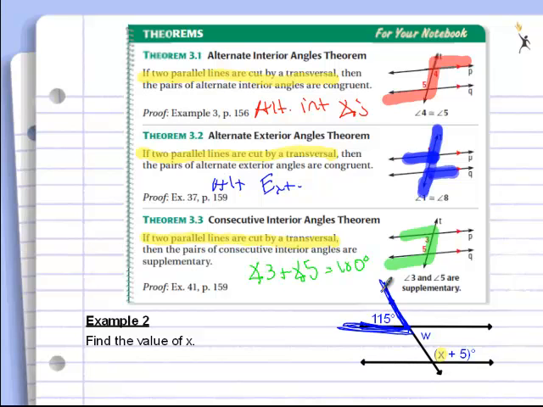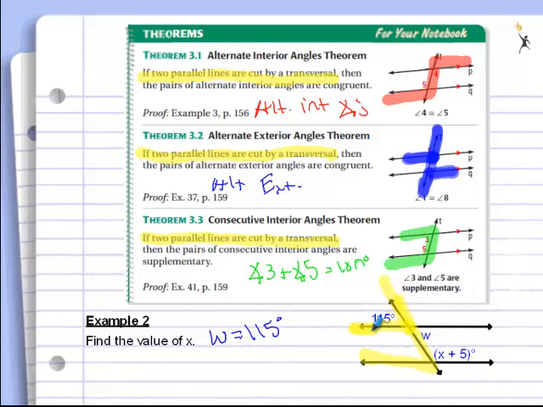Hopefully you're saying in your head, yeah, angle W is a vertical angle. And vertical angles are congruent, which means that W is 115 also. Why are they congruent? Because they're vertical angles. Well, now I know angle W. I don't care about 115 anymore, because I can't identify corresponding angles. I can't identify alternate interior angles, because I don't have a Z anywhere with the 115.